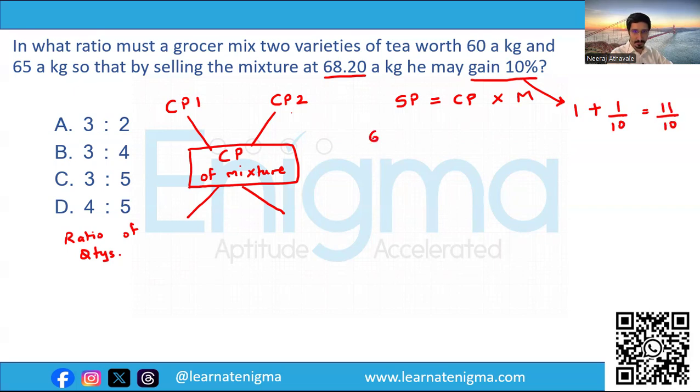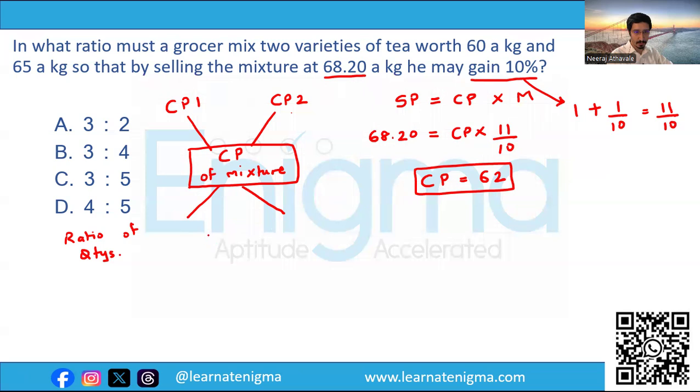So the selling price is 68.20. Cost price we have to find out, and the multiplier is 11 by 10. So solving this, we get the cost price as 62. So now we can easily do the allegation.